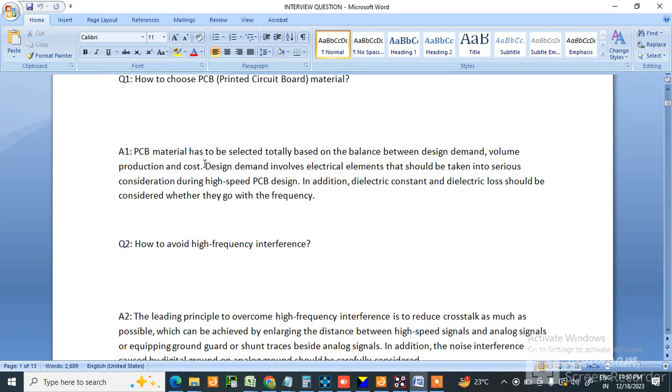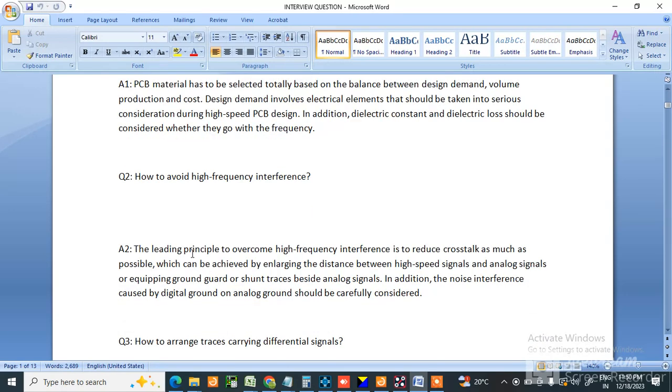So many things are required while choosing PCB material, okay? So these are the things. And the next is how to avoid high frequency interference. The leading principle to overcome high frequency interference is to reduce crosstalk as much as possible, which can be achieved by enlarging the distance between high speed signals and analog signals, or equipping ground guard or shunt traces beside analog signals. In addition, the noise interference caused by digital ground on analog ground should be carefully considered.